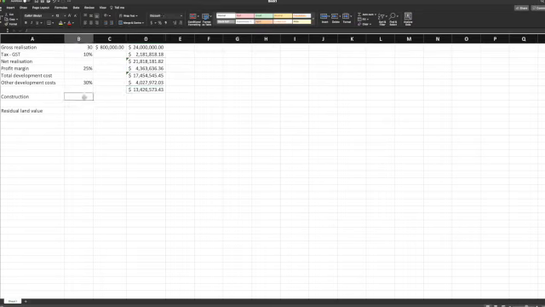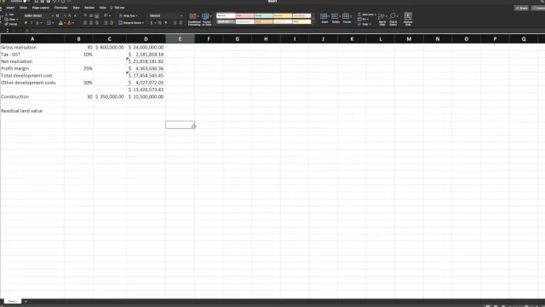The construction, we know that we've got 30 apartments, and in your market, you will know on average how much per apartment it costs to build. So for this example, I'm going to say it costs $350,000 per apartment to build. So I'll just do a quick formula there. Oh, and I'll make these dollar signs. So we now know that construction is $10.5 million.